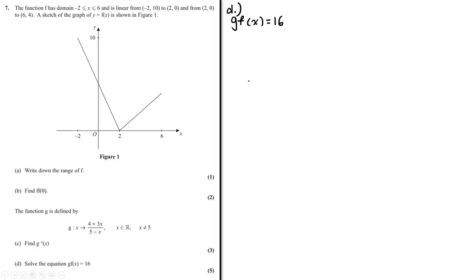And the reason this is quite tricky is because we can't go on to solve this composite function equation in the standard way. And the reason for that is because we don't know explicitly what f of x is.